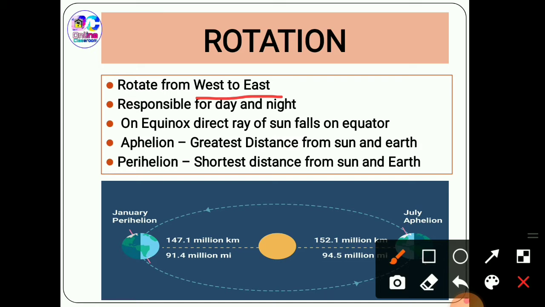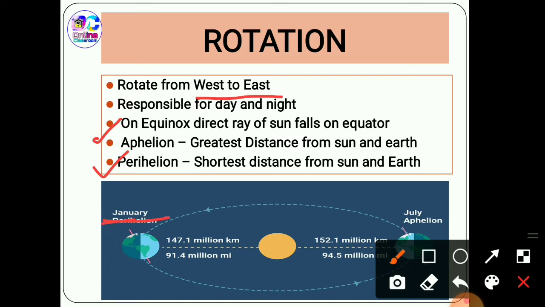Now there is another important concept, that is aphelion and perihelion. So what are aphelion and perihelion? We know that while moving around the sun, at one point the earth comes near to the sun, and at another time the earth goes away from the sun. So there are 2 days specified, one is aphelion and one is perihelion. When the earth is at a greater distance from the sun, it is termed aphelion, and when it is at a shorter distance, it is termed perihelion.